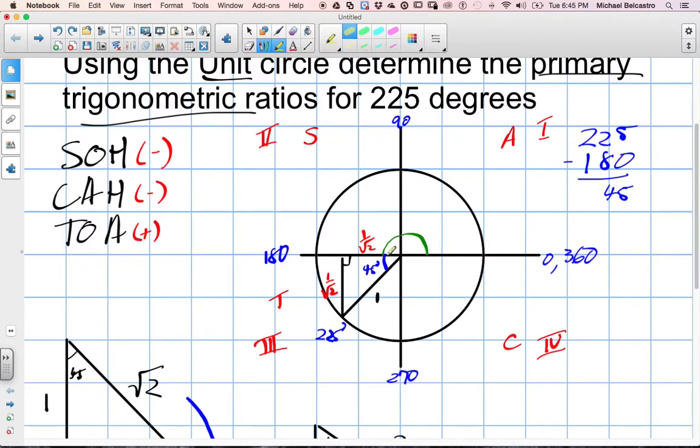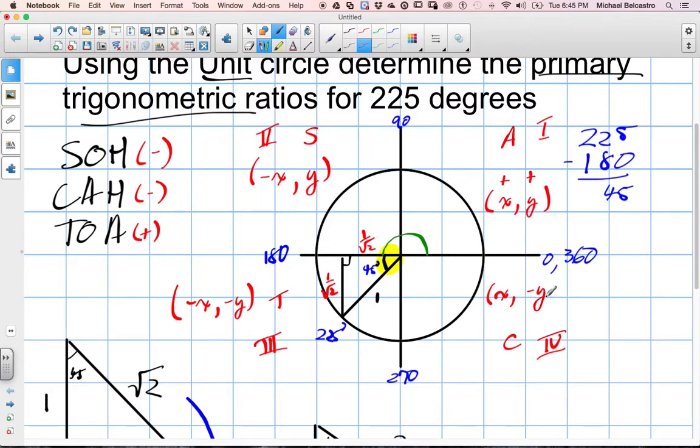Okay, so this is the angle we're talking about. Think of this as a Cartesian plane where this is your x and your y, and they're both positive in that quadrant. In this quadrant, you have a negative x and a positive y. In your tangent quadrant, you have a negative x and a negative y. Everything in quadrant 3 is like that. And in quadrant 4, you have a positive x and a negative y value. So any coordinates in there are going to have these types of relationships.